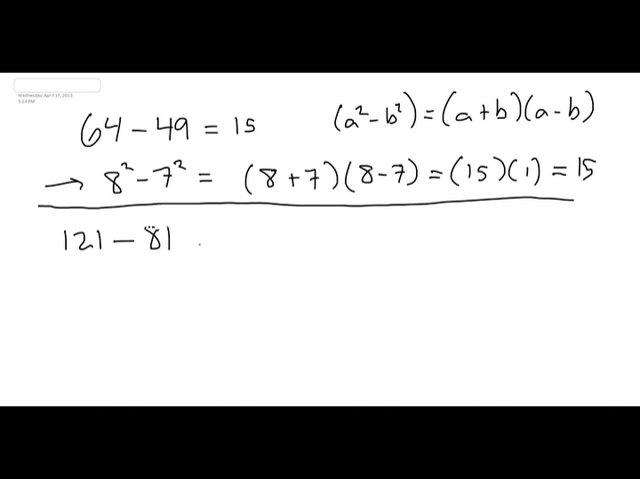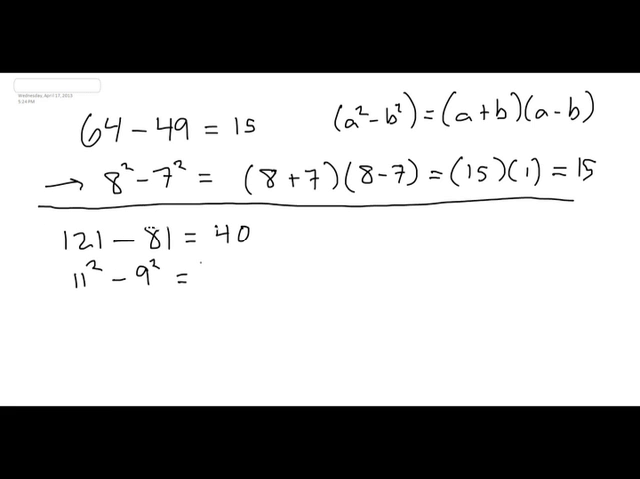So here we've got 121 minus 81. Again, a difference of two squares. So now, 121 minus 81, well, this is 40. And let's confirm using our identity. So 121 is the same as 11 squared. 81 is the same as 9 squared.